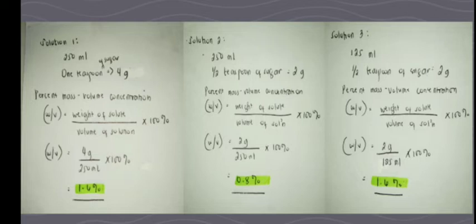So in solution number 3, it is given that 125 ml and a half teaspoon of sugar, which is equal to 2 grams. So we will solve it by percent mass volume concentration. Our formula is weight of solute over volume of solution multiplied by 100%. So substitute 2 grams over 125 ml multiplied by 100%. So we have 1.6%. So in solution number 3, we have 1.6%.